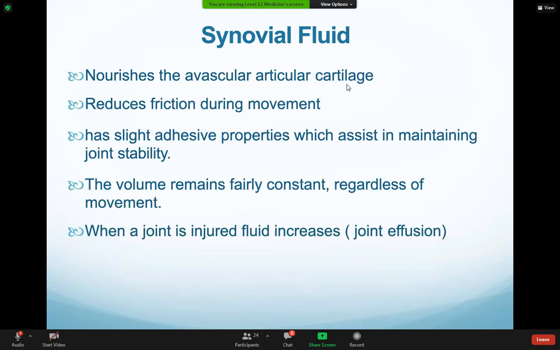Synovial fluid nourishes the avascular articular cartilage, because there are no blood vessels to provide nutrients to the cartilage. The synovial fluid provides the nutrients. It reduces friction during movement and has slight adhesive properties which assist in maintaining joint stability. The volume of the synovial fluid remains fairly constant, regardless of movement. When a joint is injured, fluid increases and you get what we call a joint effusion.